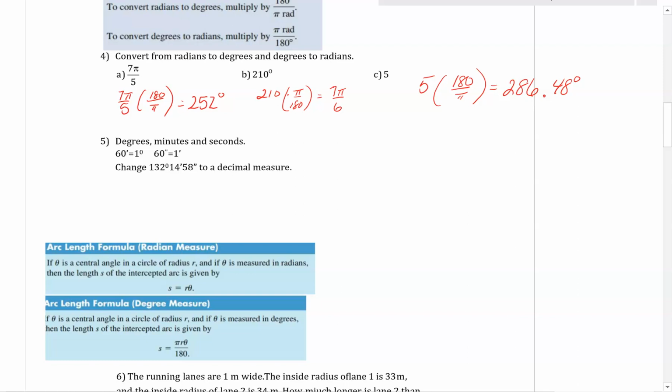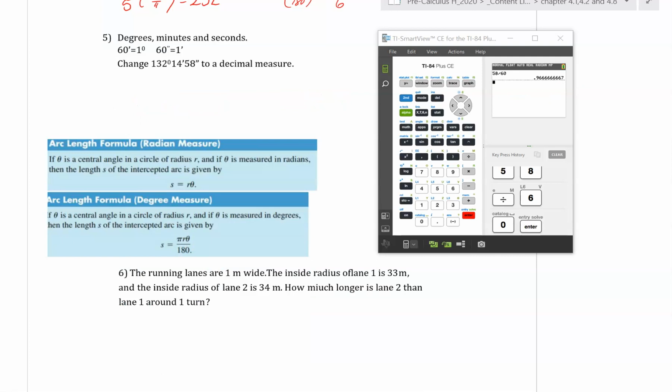The next thing we need to talk about is degrees, minutes, and seconds. If you would like to change an angle from degrees, minutes, and seconds to a decimal measure, we know that there are 60 minutes in 1 degree and 60 seconds in 1 minute. So the first thing you would have to do is grab your calculator. We're going to change 58 seconds to minutes. So 58 divided by 60, so that is approximately 0.97 minutes.